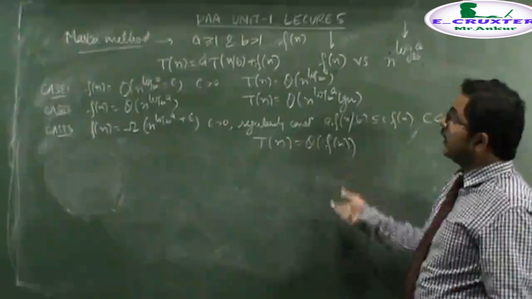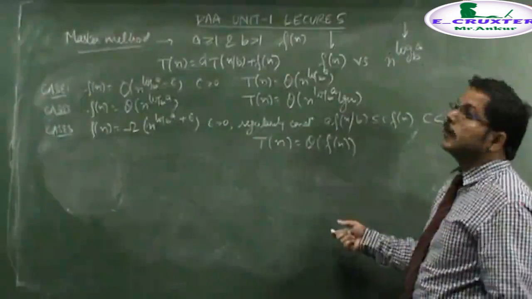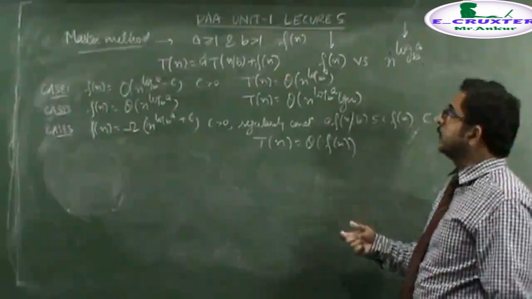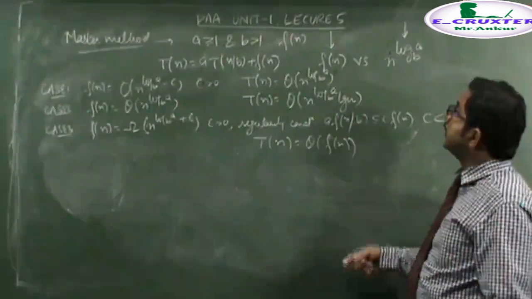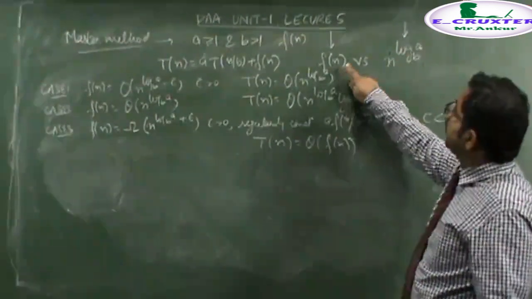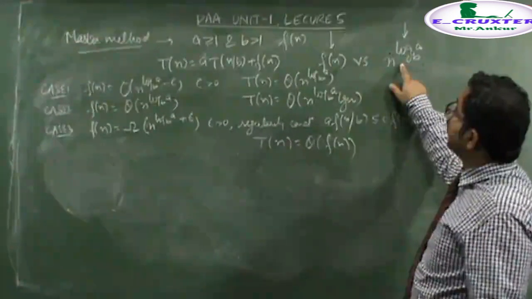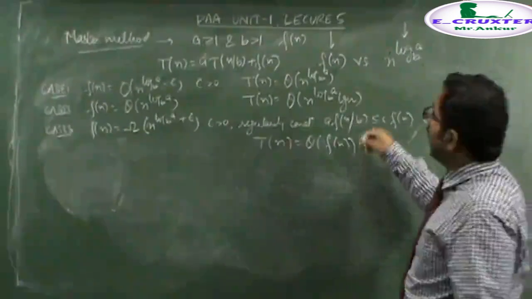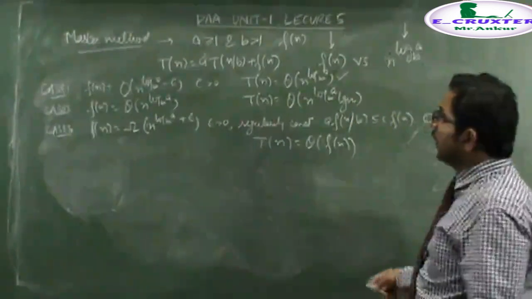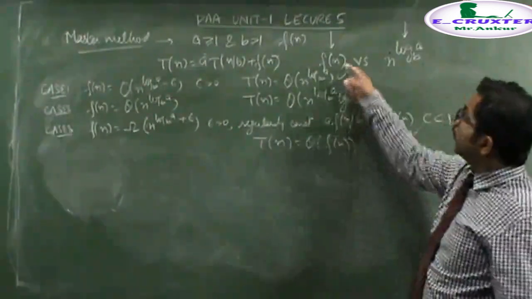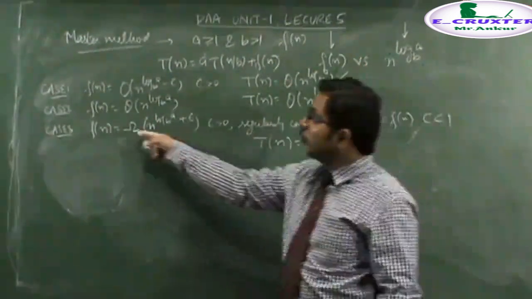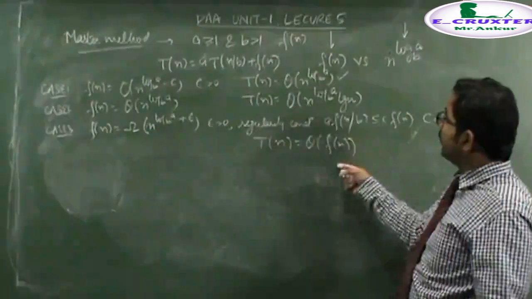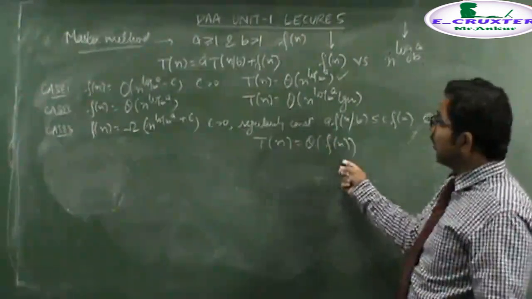The answer is basically in terms of the function having the higher growth rate. In the first case, the growth rate of n raised to log a base b is greater than f(n), and the answer is n raised to log a base b. In the third case, the growth rate of f(n) is larger, because we are using omega here. The growth rate of f(n) is larger, as the answer is in terms of f(n).